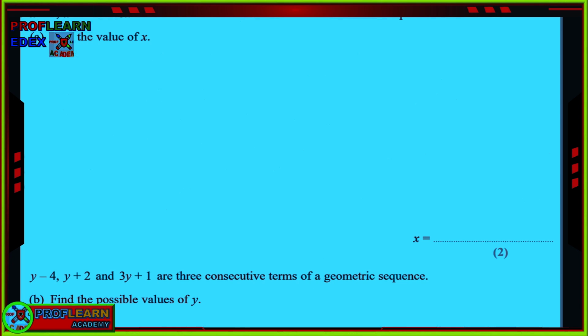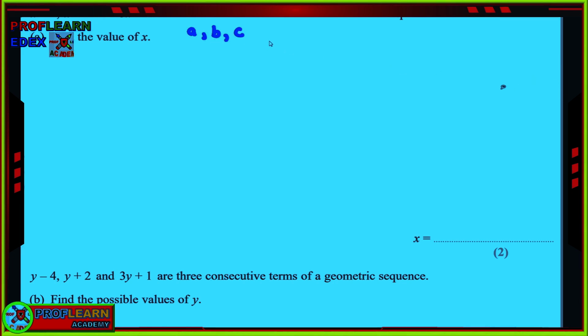Another most important concept you ought to know as far as your exam is concerned is how to work out questions to do with arithmetic sequence and geometric sequence. In this case, we are told x minus 4, x plus 2, 3x plus 1 are the consecutive terms of an arithmetic sequence, and we are supposed to find the value of x. But what you need to remember is that if you have a, b, c as the arithmetic sequence, the way you get the common difference is b minus a or c minus b.